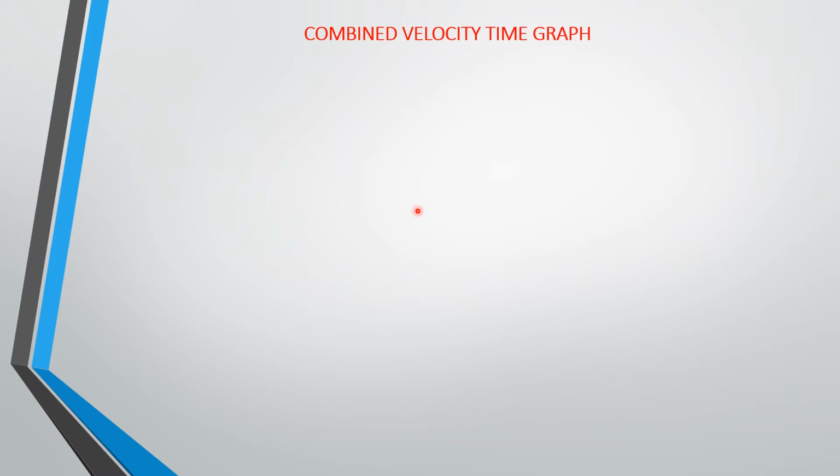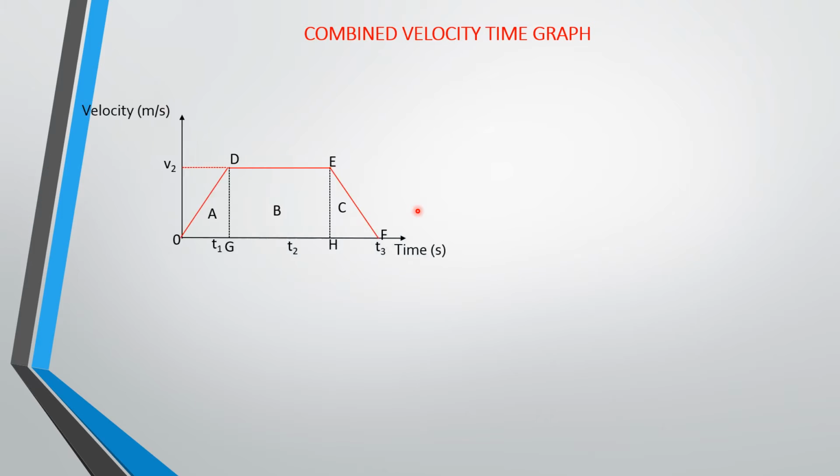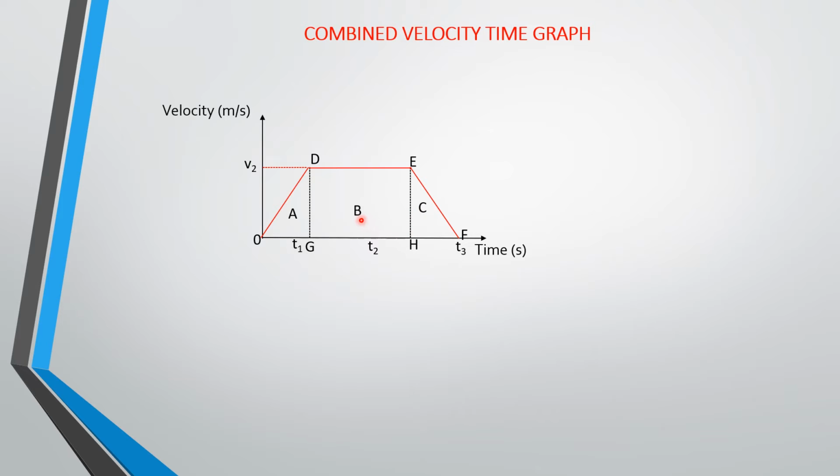Okay, so we have what is called a combined velocity time graph. This is how it looks. This graph tells you that a car accelerates uniformly from rest. It now attains a particular velocity. It maintains that velocity for a time t, and then the brakes are applied, and it begins to decelerate down within time t3, and it now comes to rest at F.